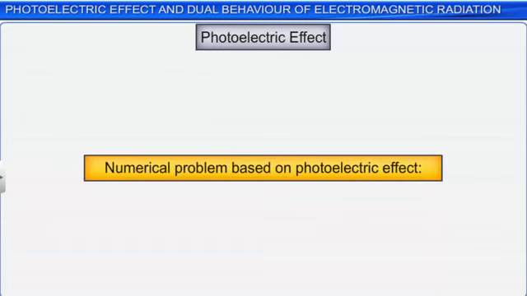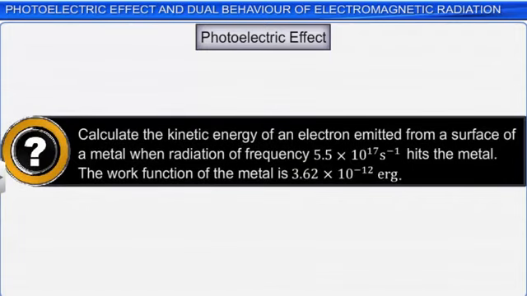Now let us solve a numerical problem based on the photoelectric effect. Calculate the kinetic energy of an electron emitted from the surface of a metal when radiation of frequency 5.5 multiplied by 10 raised to the power of 17 per second hits the metal. The work function of the metal is 3.62 multiplied by 10 raised to the power of minus 12 ergs.